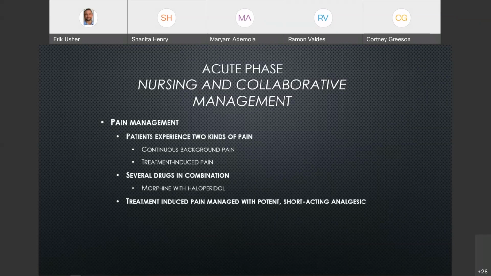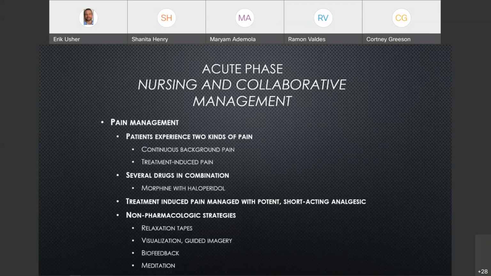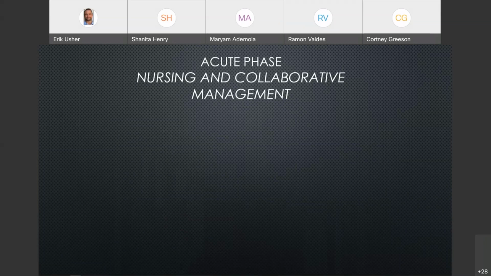The thing we also need to be cognizant of is that we're giving them a lot of narcotics, so we need to watch respiratory rate and function. We need to monitor them so they don't become impacted from paralytic ileus. And then there's addiction considerations on the end. So we can also introduce non-pharmacological therapies: relaxation tapes, visualization, guided imagery, biofeedback, and meditation are all concurrent, concomitant therapies we can do with these patients.